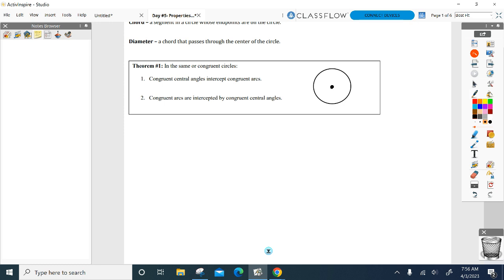Draw a central angle for me. Name its endpoints, please. I'll just keep mine A and B. And then I need you to draw a second central angle that looks congruent to the first one you drew. Same circle. In the same circle, draw a second central angle. Mark them with your congruent arc marks.